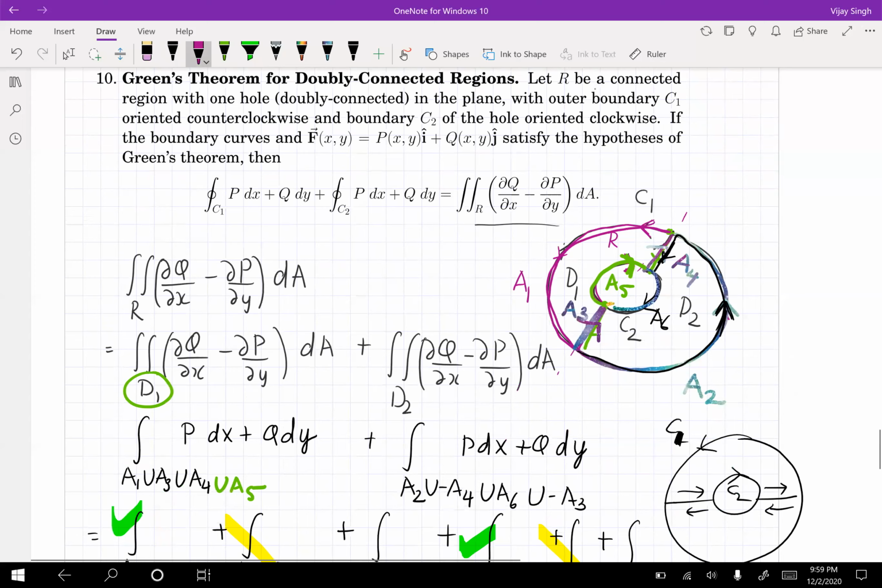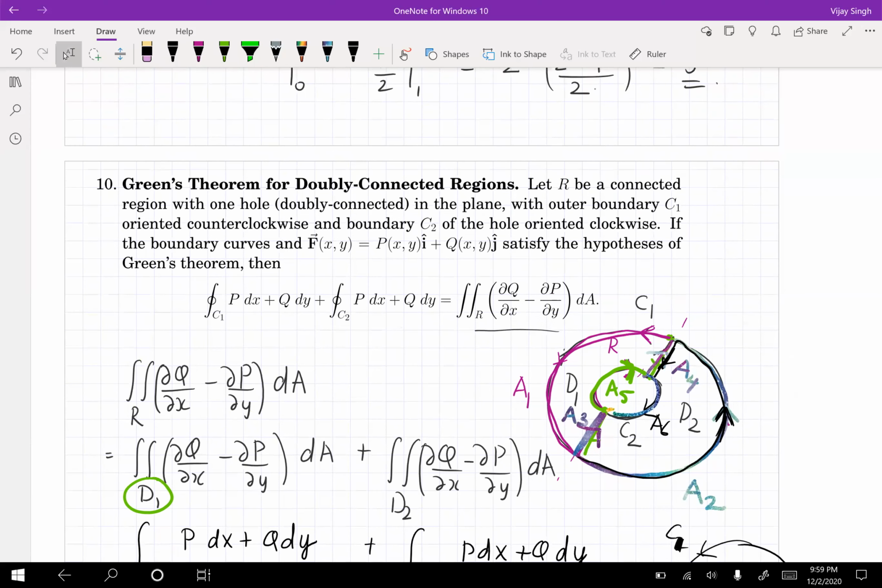Of course, this is a rough proof. The idea is, if you have a doubly connected region R, connected with one hole, note that the outside one is counterclockwise and the inside one is clockwise. The orientations have to be different. Then this is given by the double integral.